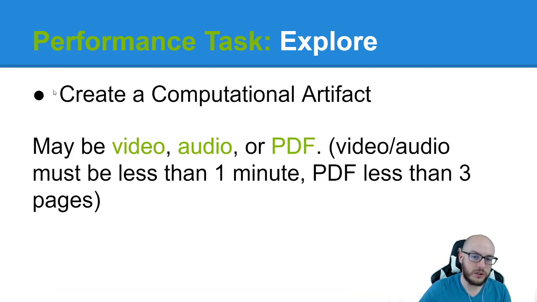So once you have picked a computing innovation, you've done your research, you want to create a computational artifact. And all this means is something produced by a computer. Okay, video, audio, and what most people are going to go with is some type of PDF. Generally, what I see, and probably the easiest route, is to create essentially a one-page flyer about your computing innovation. This is what I recommend.